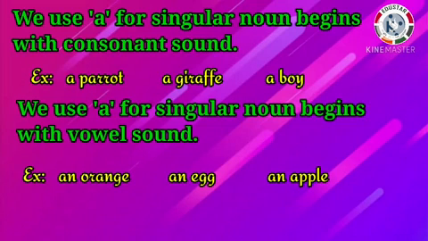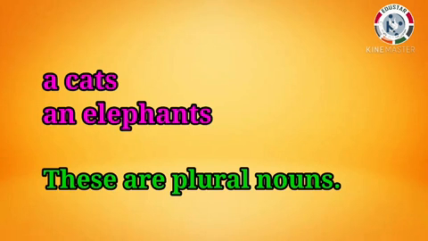We use a with a singular noun that begins with a consonant sound. For example, a parrot, a giraffe, a boy. We use an when a noun is singular and begins with a vowel sound. For example, an orange, an egg, an apple. Remember, we never say a cats and a elephants because cats and elephants are plural nouns.